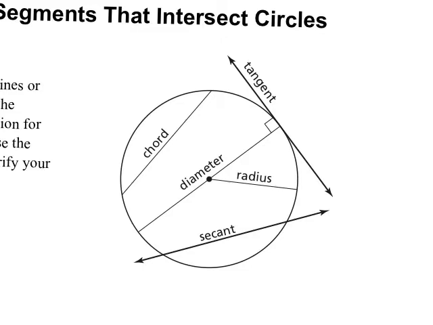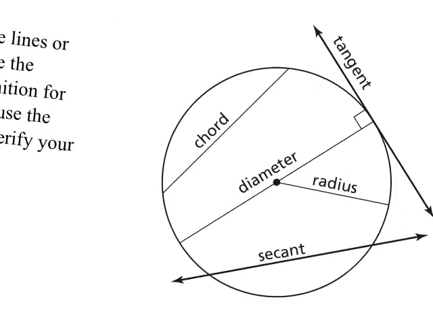Try to just verbalize it to each other, and then we'll write down some semi-formal definitions. Go ahead. All right, what did you guys come up with? What is a chord? Okay, what's the difference between a chord and a secant? Good. So a chord is a segment, a secant is a line. What do the endpoints of a chord have to be? Or where do they have to be? On the circle, right? So on the circumference of the circle.